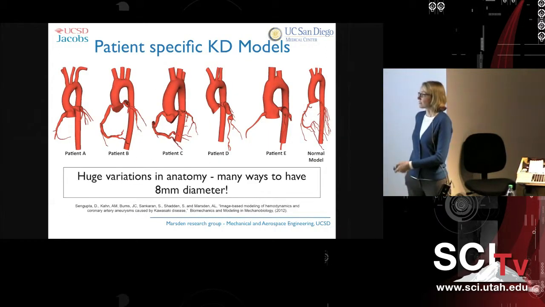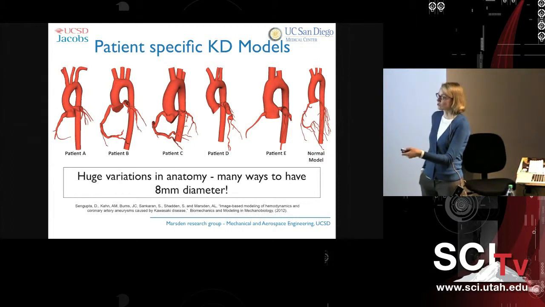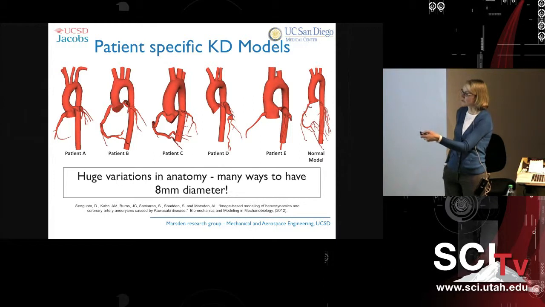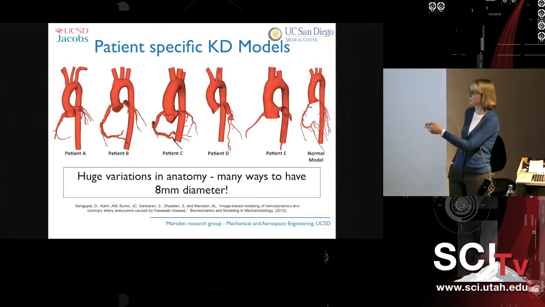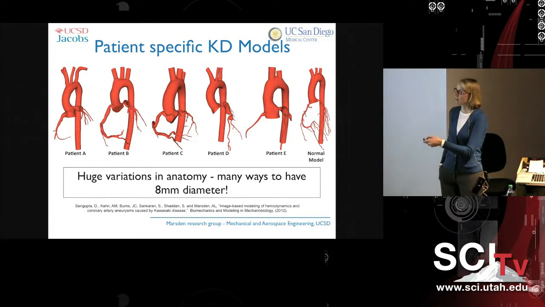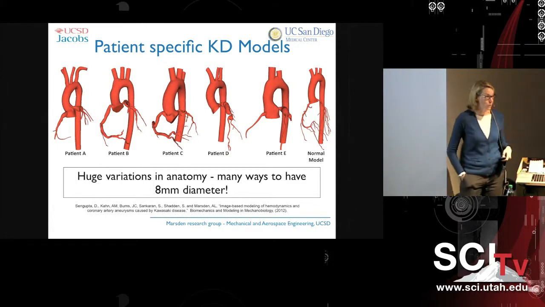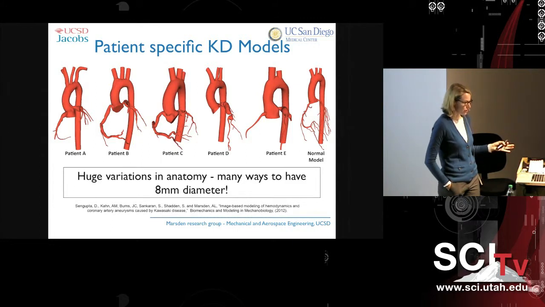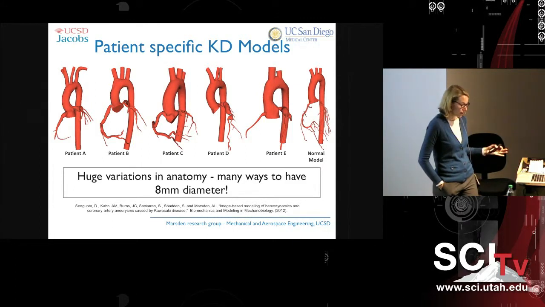And so this is an example of different models we've constructed from CT data. These are all Kawasaki patients with aneurysms, and this is a Kawasaki patient who had normal coronaries that served as our normal control. Okay, so you can already see that there's huge variation in the geometries of these aneurysms. There are many different ways to get an 8 millimeter diameter.